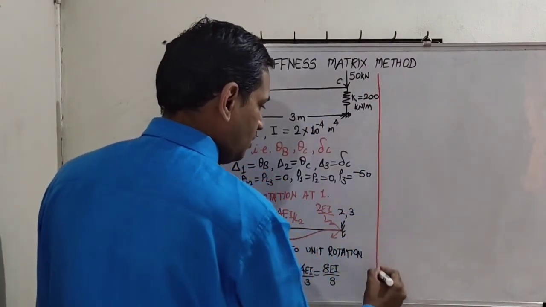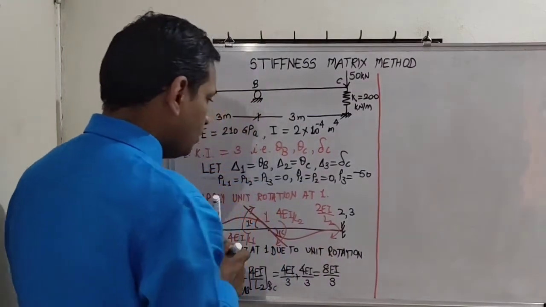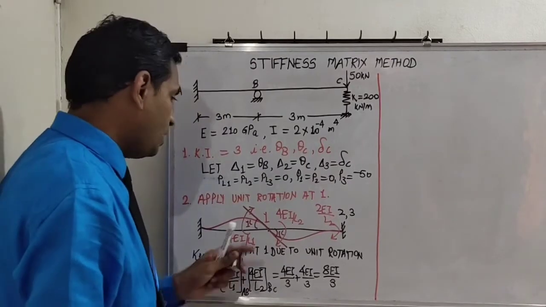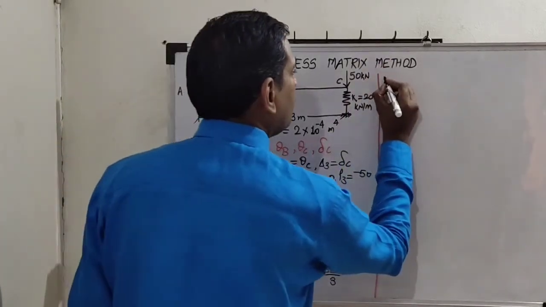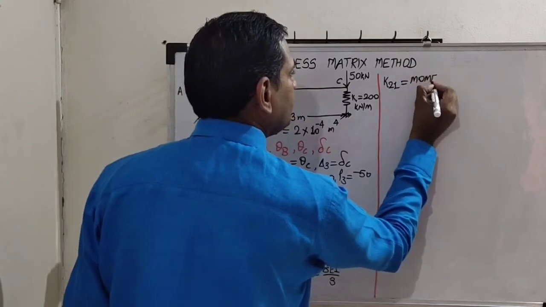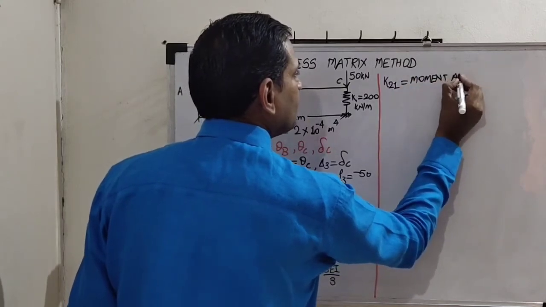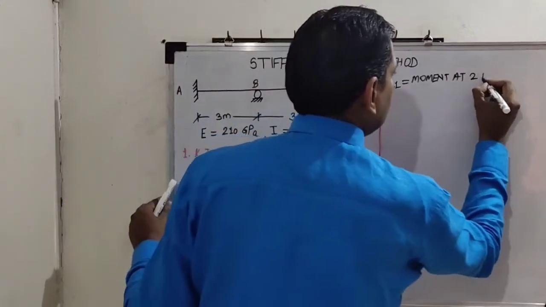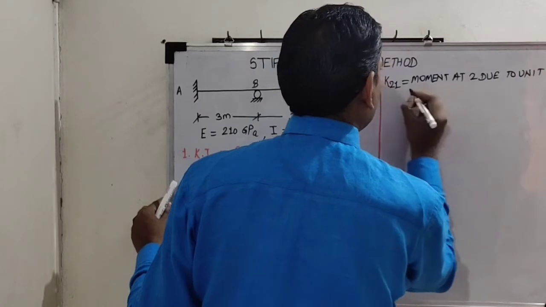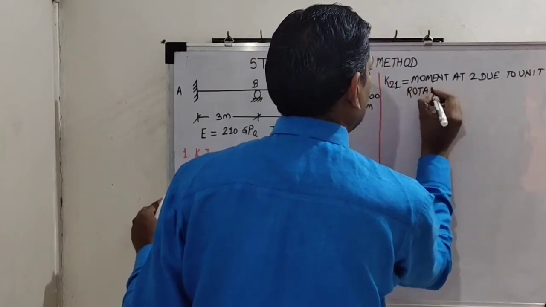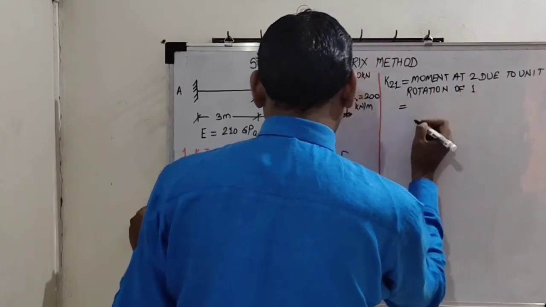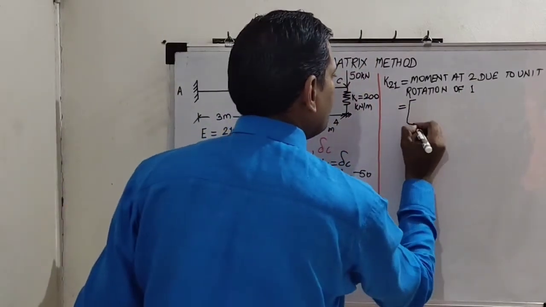Then go to location 2. There is one value of stiffness K21. What is K21? Moment at 2 due to unit rotation of 1. Okay, so what is the value? 2EI by L2 for span BC.